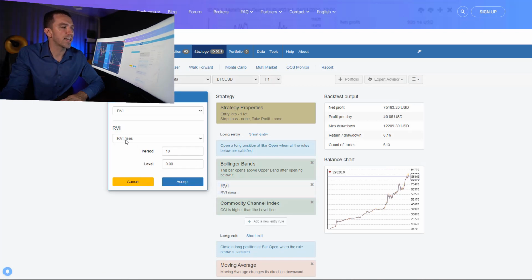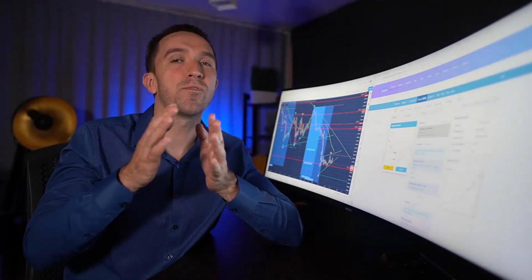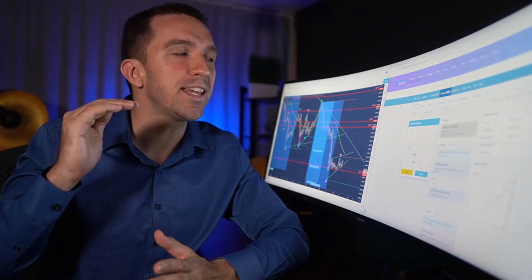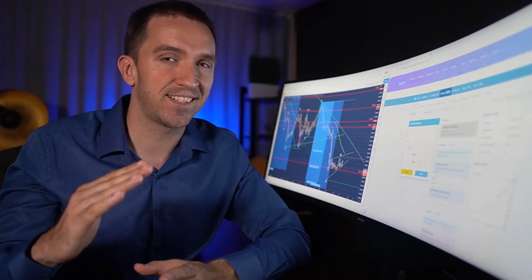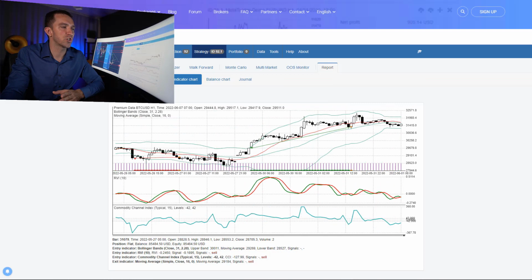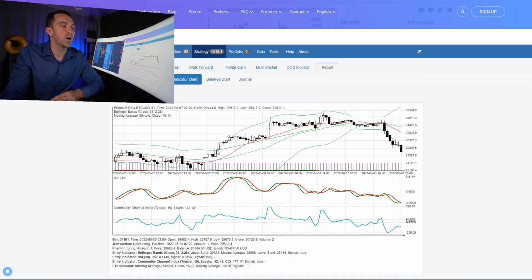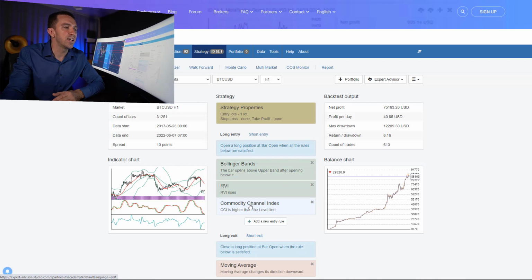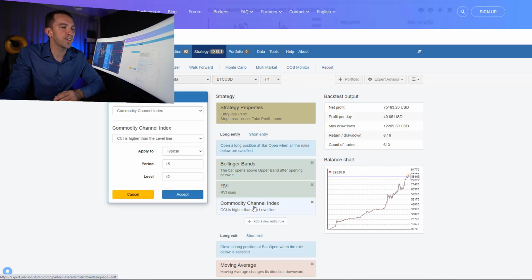Those are the RVI indicator, and the rule is that the RVI rises. So at the time of opening the trade, when the price is on the upper Bollinger Band, we need to see the RVI rising at the very same time, with a period of 10. Again, I'll go back to the indicator chart and take a look at this example. We have the RVI clearly going upwards, and the third indicator is the CCI, the Commodity Channel Index, which should be higher than the level line. In this case I have a period of 15 and a level of 42.